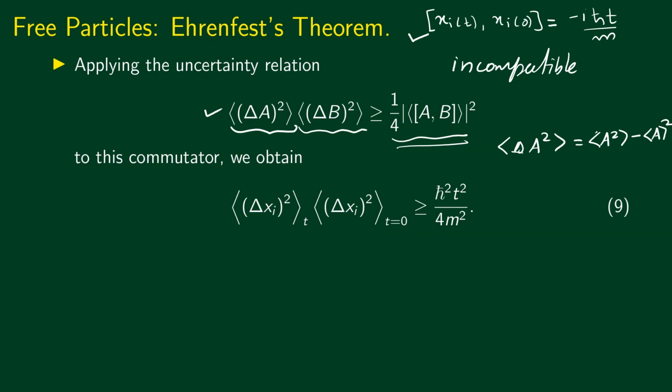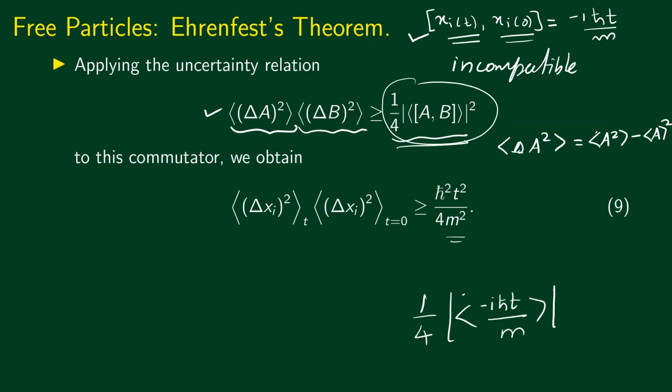Now we can apply this generalized uncertainty relation to the case of xi of t and xi of 0. And we see that the product of the dispersion of xi at time t and xi at time t equal to 0 is greater than or equal to h bar square t square divided by 4m square. So the right hand side is obtained from this relation. This is 1 by 4 modulus square of the expectation value of the commutator. And what's the commutator? It's minus i h bar t divided by m. Okay, there's a modulus square. So this is equal to 1 by 4 h bar square t square divided by m square. So that's what we have here on the right side.